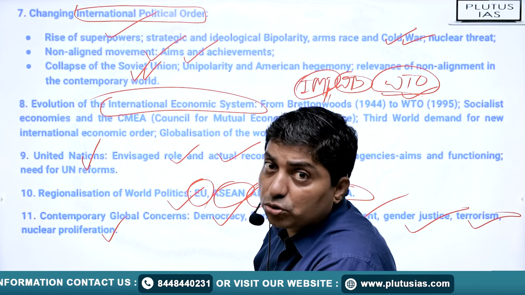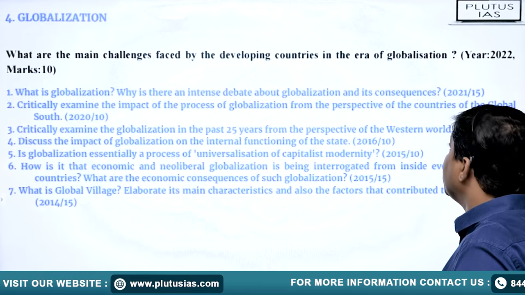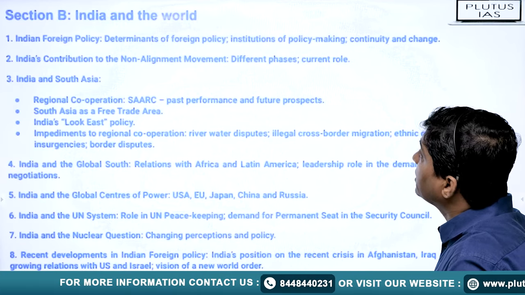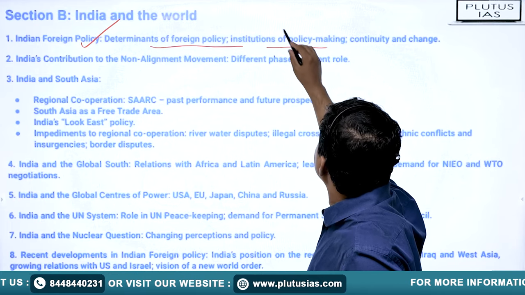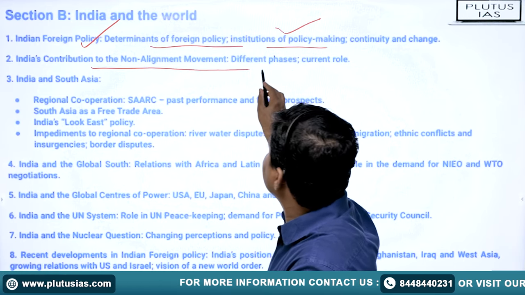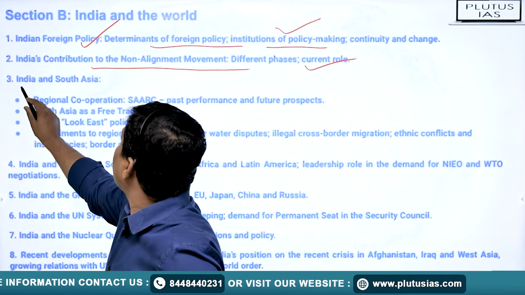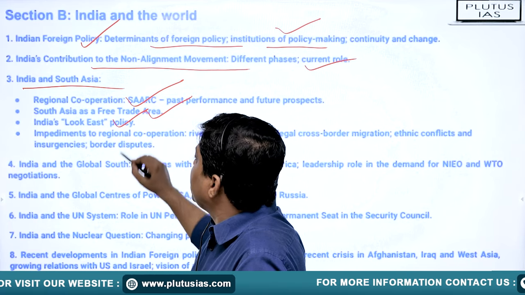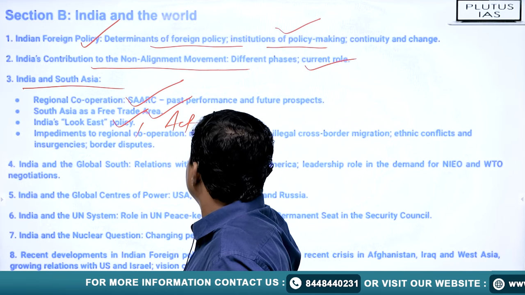Now let me quickly go through section B of paper 2. That is India's foreign policy: determinants of foreign policy, what are the institutions that shape India's foreign policy, then India's contribution to the NAM, non-alignment movement, different phases, what is the relevance of NAM today, then India and South Asia, regional cooperation like SAARC, what is SAFTA, then India's Look East policy, now we are talking about the Act East policy.